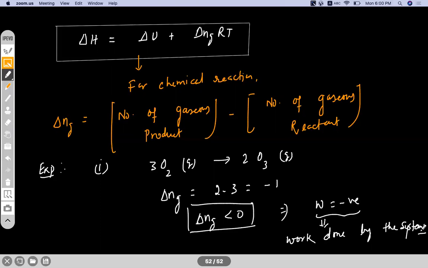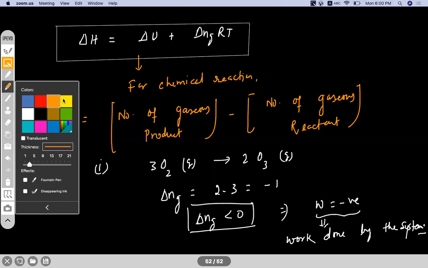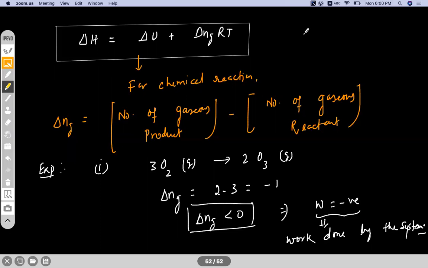Is it clear? Because you see, work done is minus P delta V, PdV, which is nothing but minus delta NG RT for gaseous reaction. Delta NG RT is negative.